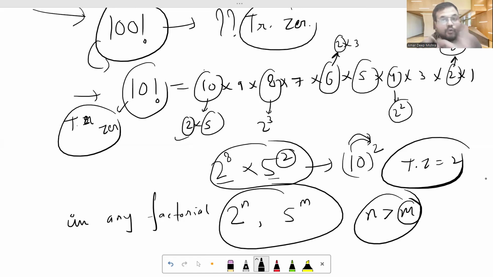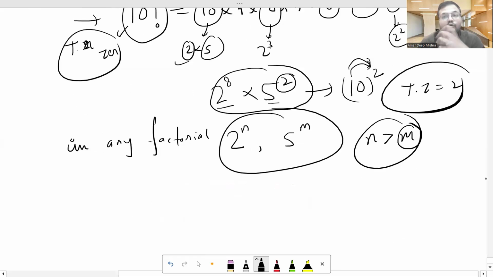In the factorials, you only have to find out the power of 5. Okay, I hope this is clear. So how to find out the power of 5 using the shortcut? Now we'll take 100 factorial. Here you have to find the power of 5, because the power of 5 will be the power of 10, and the power of 10 is the number of trailing zeros, right?